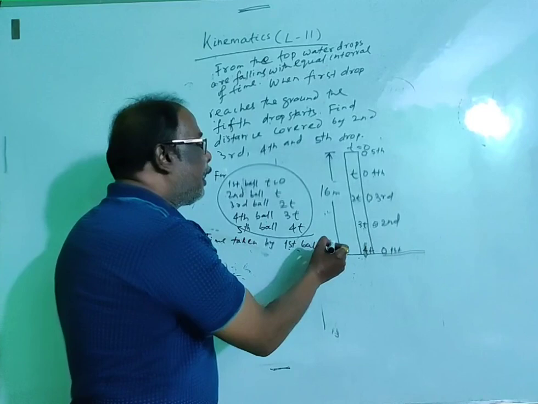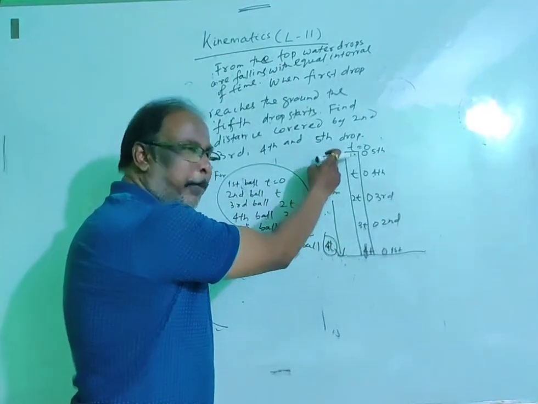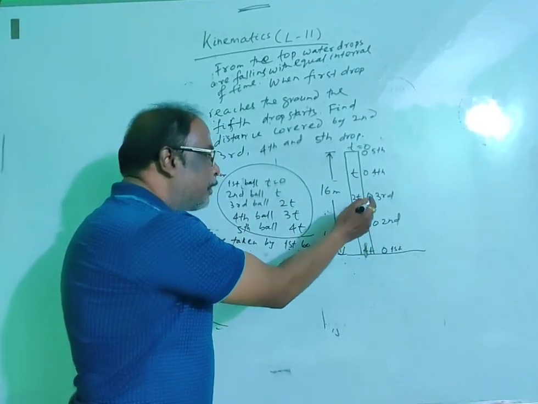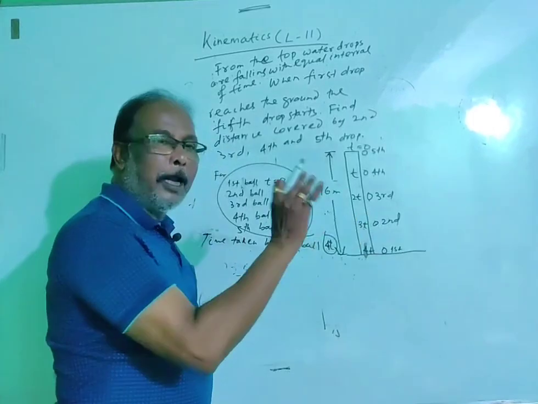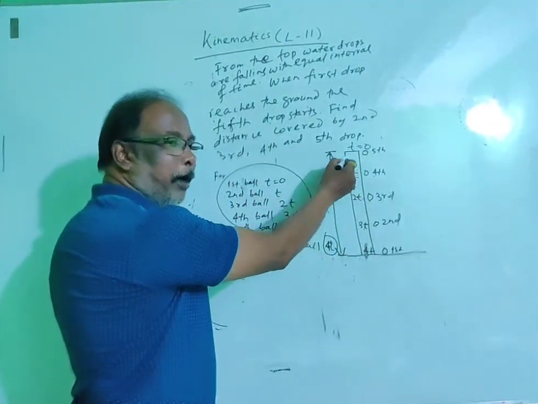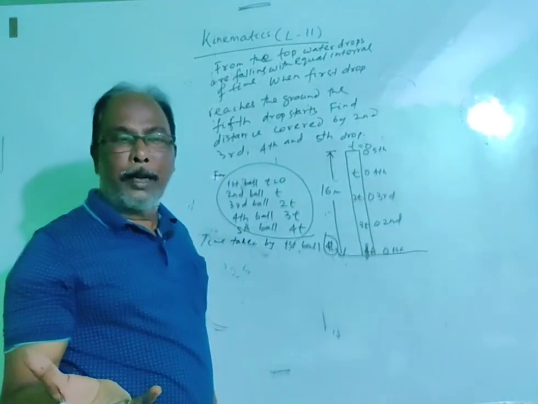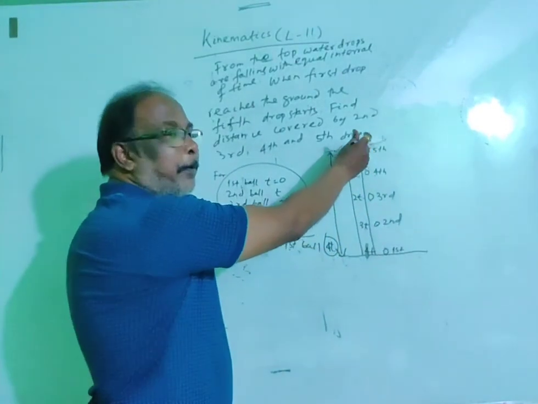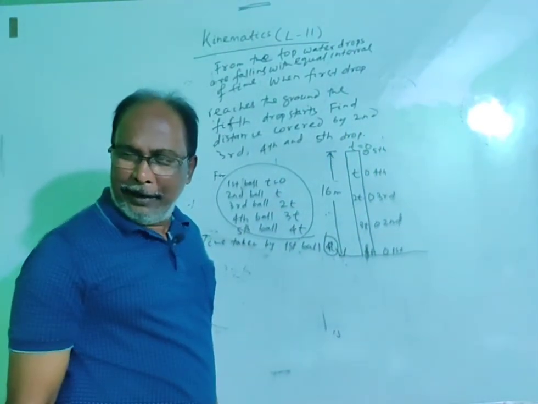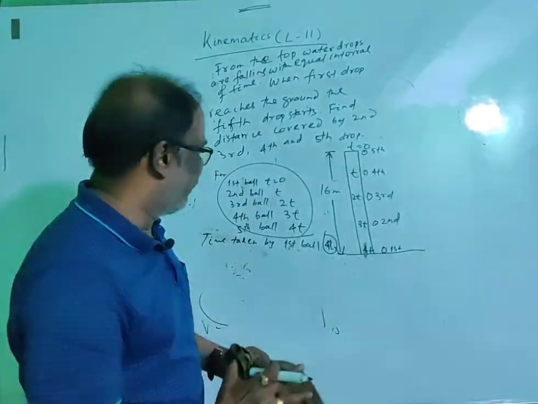if the first ball has moved for a time 4t, the first ball starts here and reaches here. Time is 4t. Then the second ball has traveled for time 3t. Then the third ball has traveled for time 2t. And the fourth ball has traveled for time t. And the fifth ball is just about to start. Is it clear? Yes, sir. Any doubt? No, sir.